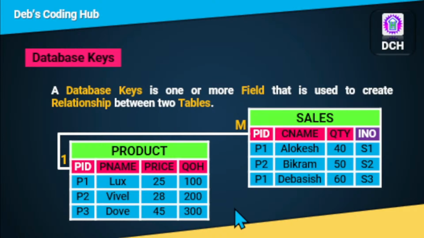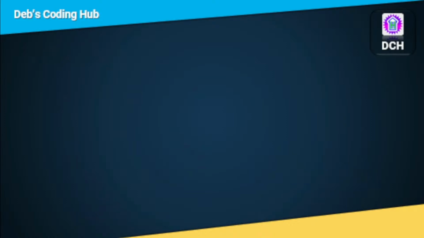So a product could be sold many times, so it is a one-to-many relationship. We'll go further into details how relationship can be created when you do it practically. Now let us go further into the concept of keys.